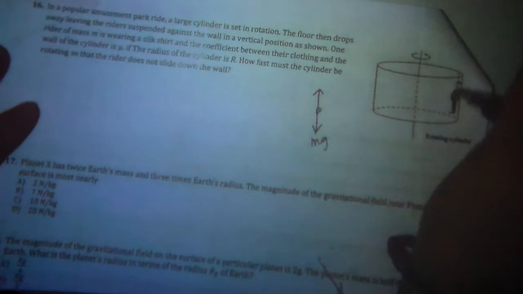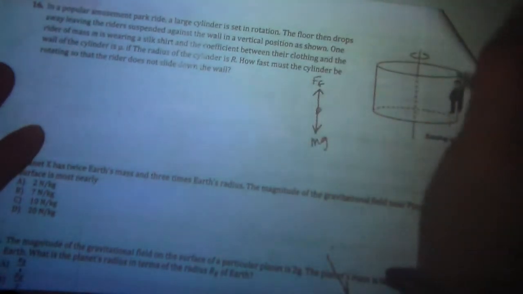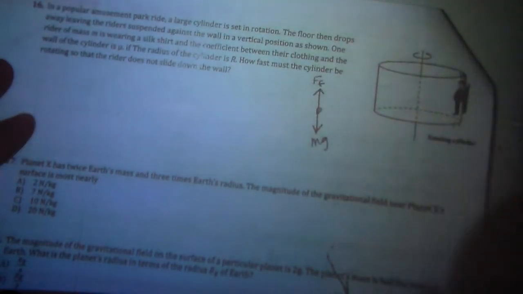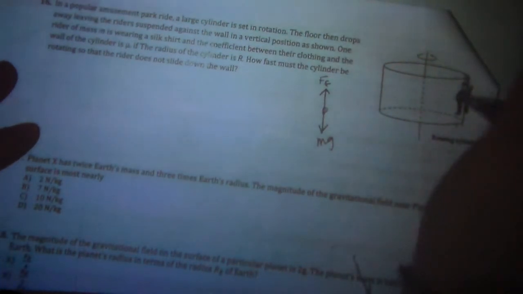So let's think about it. He wants to slide down. The force that is holding him in place, if there's no physical surface, must be the friction between him and the wall. Remember, friction goes along the surface and it opposes motion. And the reason he doesn't fly out is because the wall is pushing him, so that would be the normal force of the wall pushing out like that.